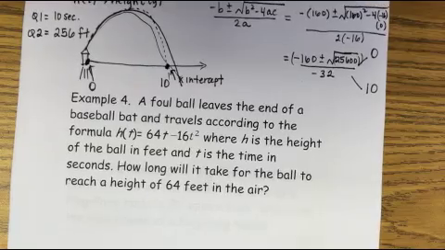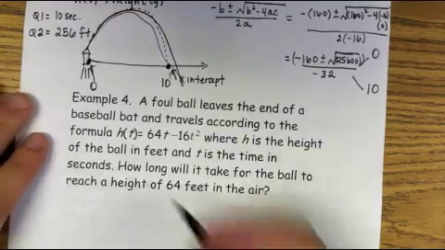Example number 4. A foul ball leaves the end of a baseball bat and travels according to the formula h of t is equal to 64t minus 16t squared, where h is the height of the ball in feet and t is the time in seconds. How long will it take for the ball to reach a height of 64 feet in the air?